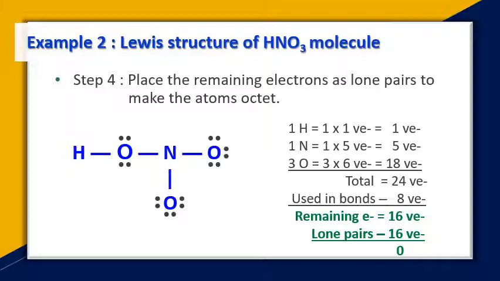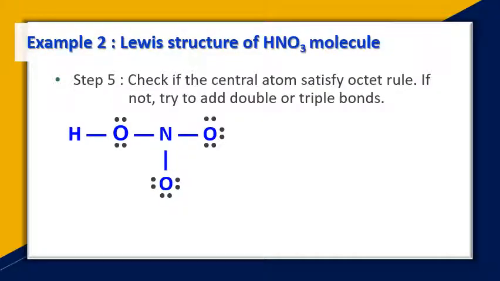So we have used up all the valence electrons, so no more valence electrons to be distributed. And finally, check if the central atom satisfies the octet rule. If not, try to add a double or triple bond.